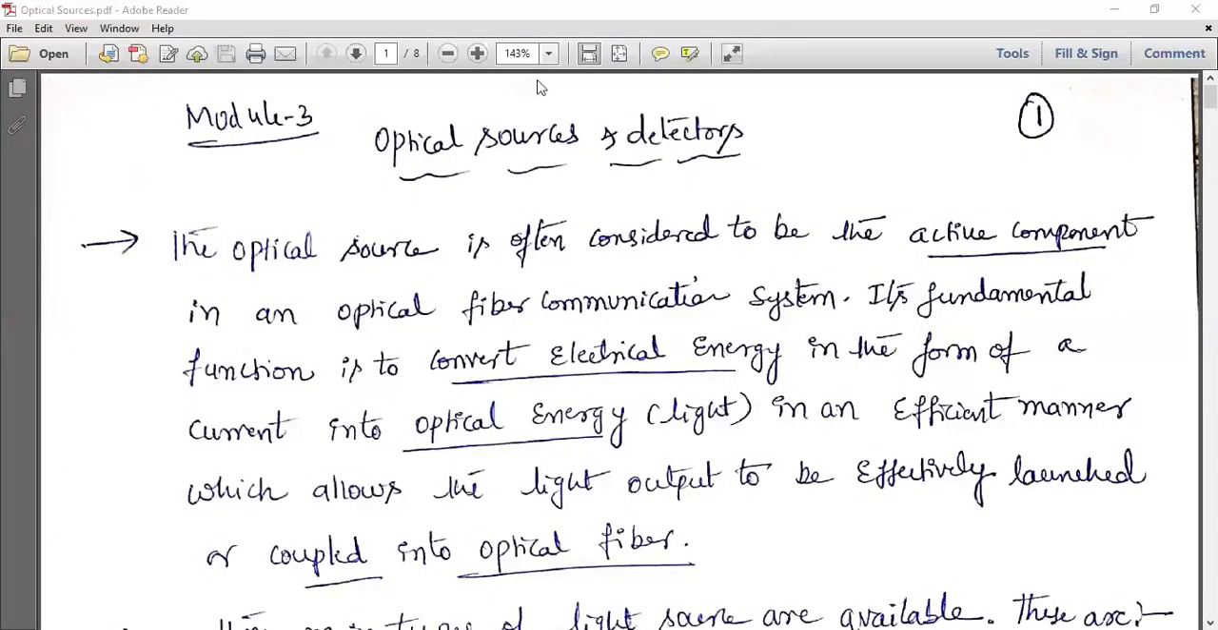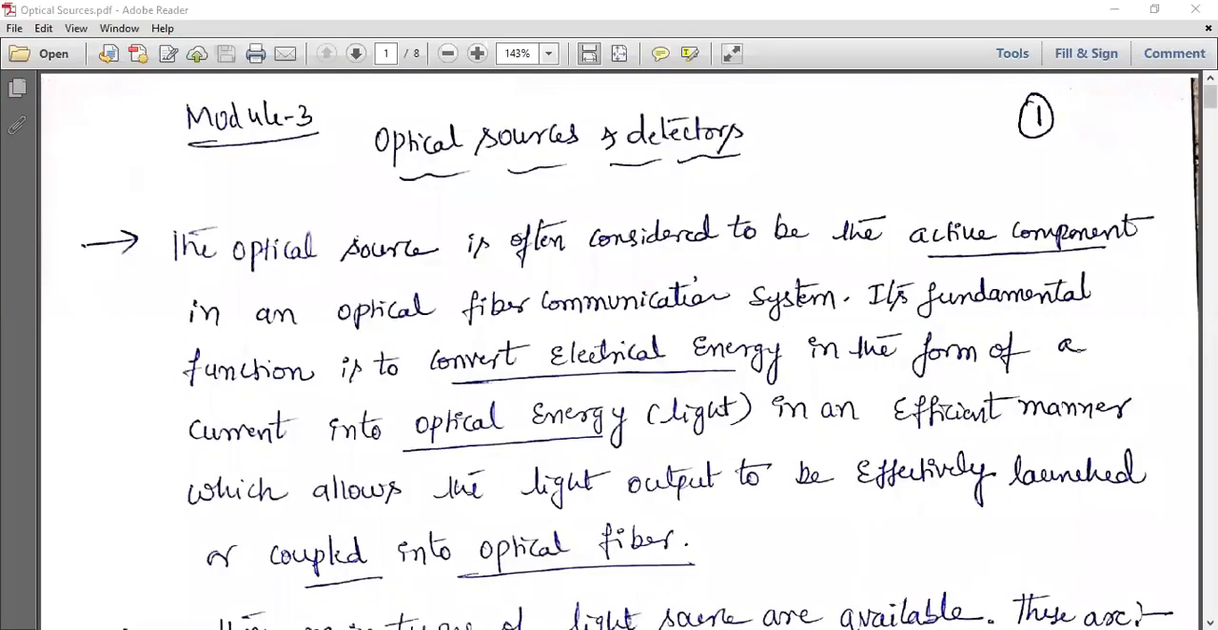Yeah, in the last class, we were discussing the optical sources and the detectors. The optical sources and detectors are used to convert your electrical signal into the optical domain, and then detect the optical signal and convert that into an electrical signal. It is used before transmission into your optical fiber. So that's where we need to study the optical sources and detectors.